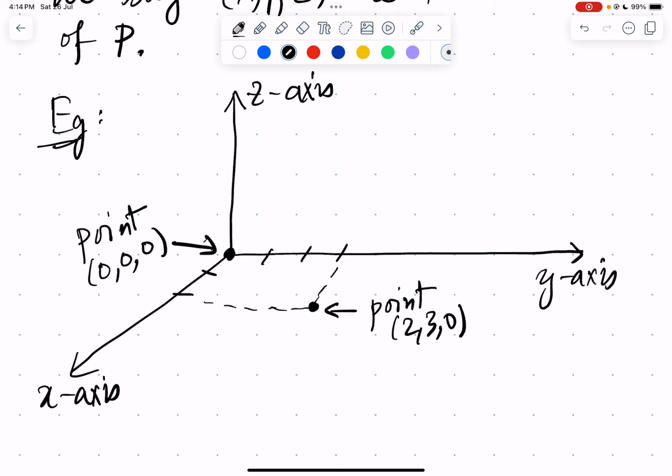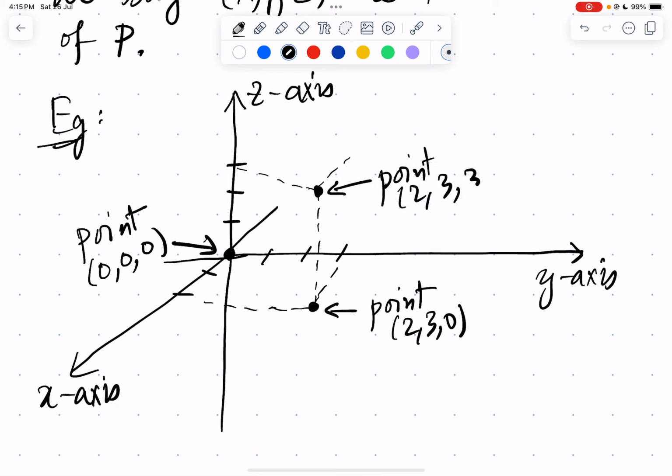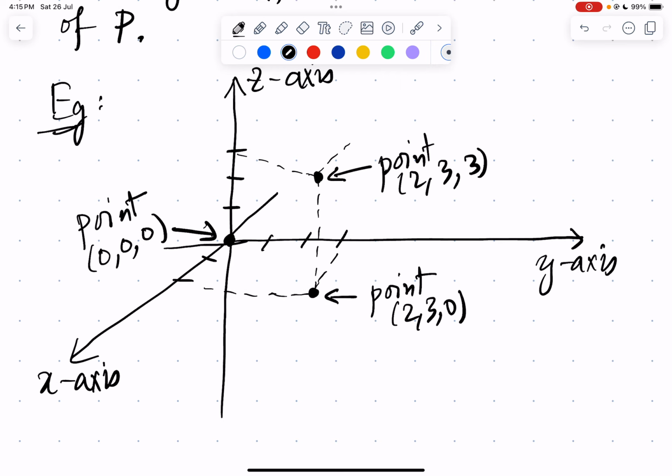And so just above this point 2 comma 3 comma 0, you have this point. This point is 2 comma 3 comma 3, because its address is: move 2 units in the x direction, then go 3 units in the y direction, then go 3 units in the z direction. This is the address of this point. So this point is 2 comma 3 comma 3.